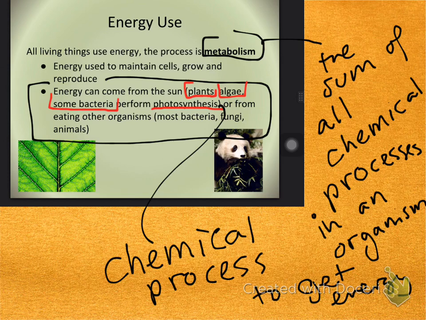You have a lot in common with mushrooms because mushrooms can't make their own food either. So fungus also don't photosynthesize. Animals, fungus, and most bacteria have to go eat something else. But plants, algae, and some bacteria are able to perform photosynthesis.